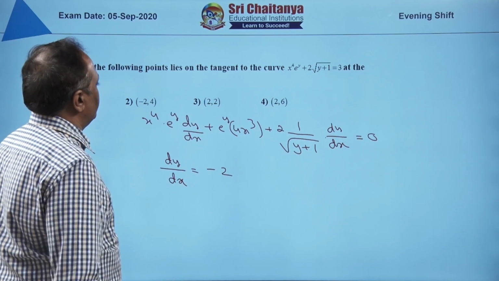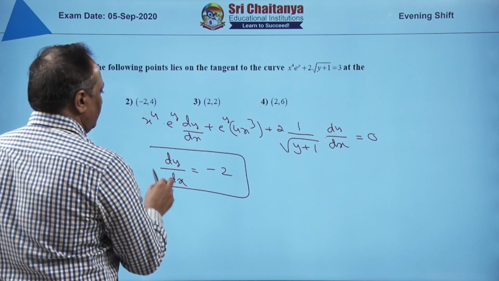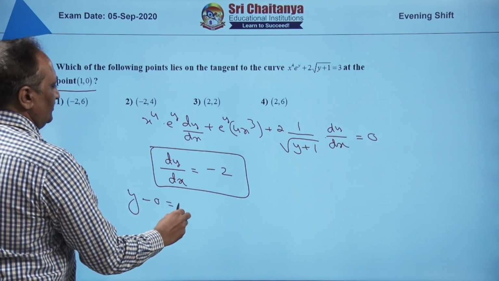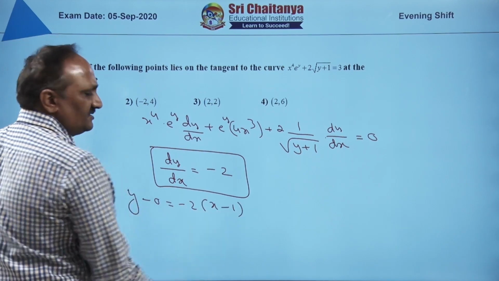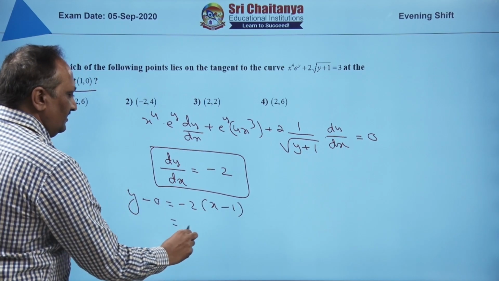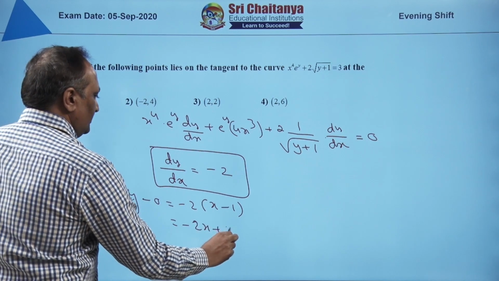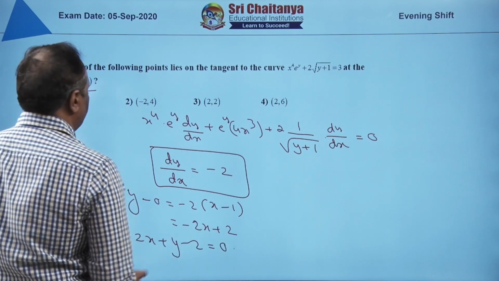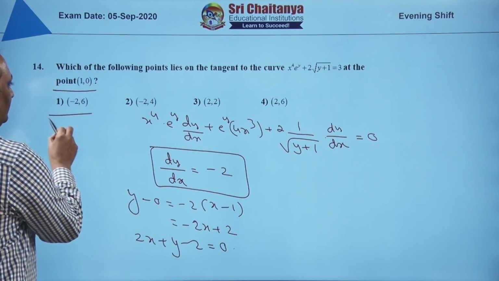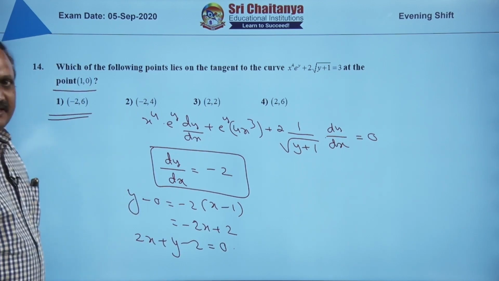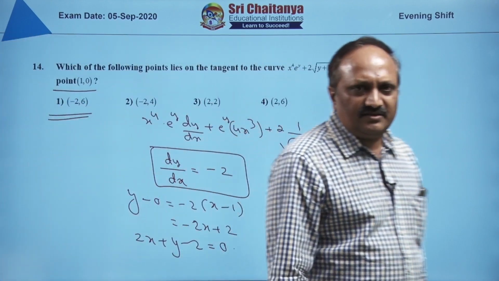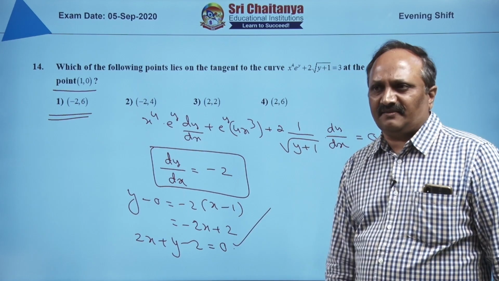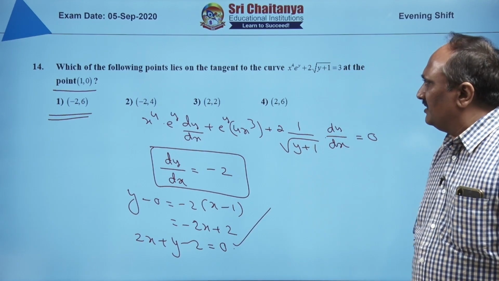nothing but minus 2. The slope of the curve is obtained, a point is known, so the equation you can calculate: y minus 0 is minus 2 into x minus 1. The equation is minus 2x plus 2, that is, 2x plus y minus 2 equal to 0. In this equation, minus 2, 6 is clearly satisfying. So, we can arrive at the answer in the first option. Substitute here and you can get the answer. Easily you can arrive at the conclusion.